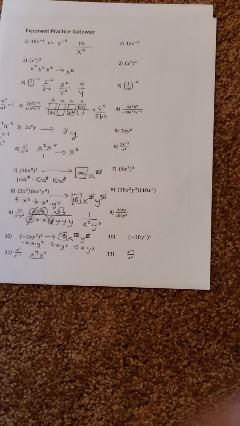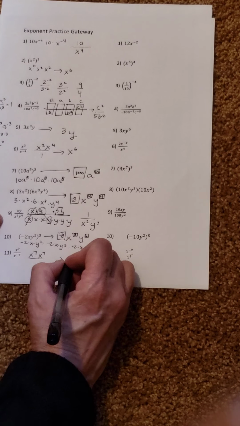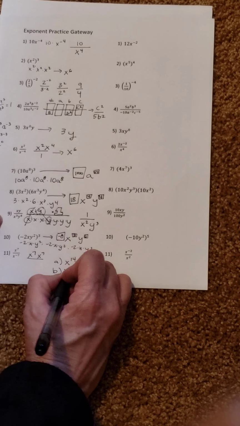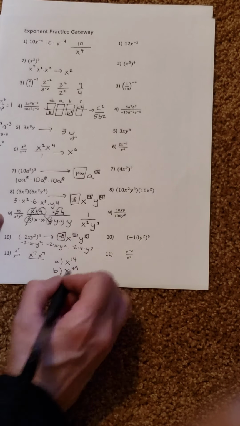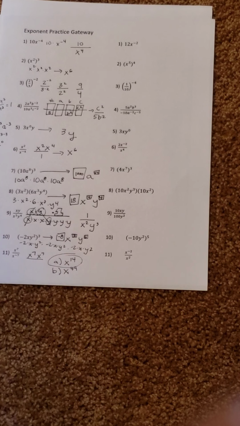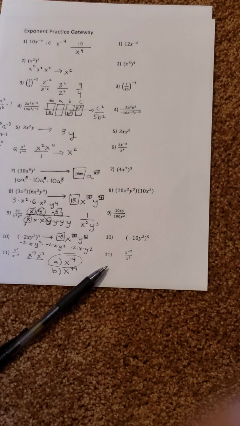This is a good chance for me to give you an A or B. A or B. Multiple choice. Is the answer going to be x to the 14th, or is the answer going to be x to the 49th? A or B? Think about it for a moment. Going back to the problem, 7 factors of x and 7 more factors of x. The answer will be A, 14 factors of x in total. Take a minute to do problem 11.